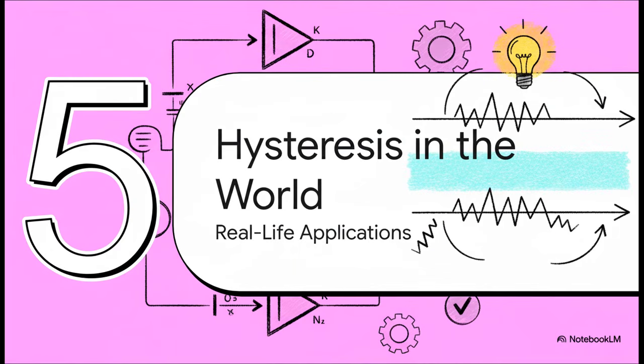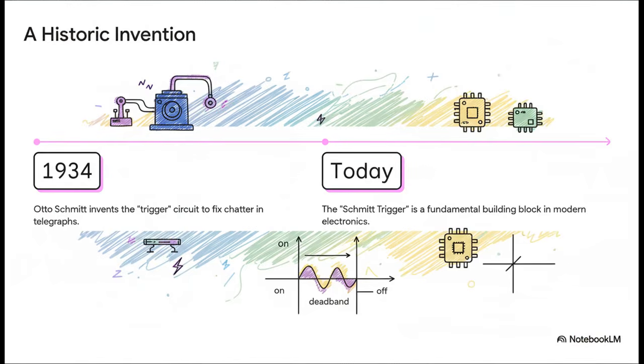And this isn't just some niche, nerdy electronic trick. I promise you, once you know what to look for, you will start seeing hysteresis everywhere. It is a fundamental principle for making robust systems that can survive in the real world. In fact, the idea goes all the way back to 1934. There was an inventor named Otto Schmidt, and he was trying to solve this exact problem of chatter in really noisy early telegraph signals. His solution, which he called the Schmidt trigger, was so effective that it became a fundamental building block that's still used in countless devices today.